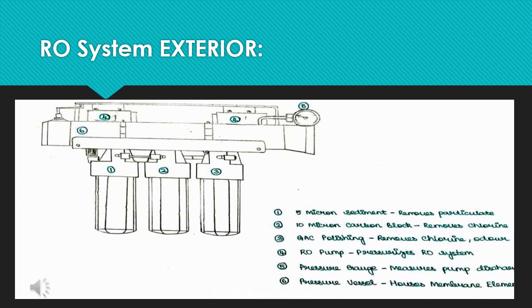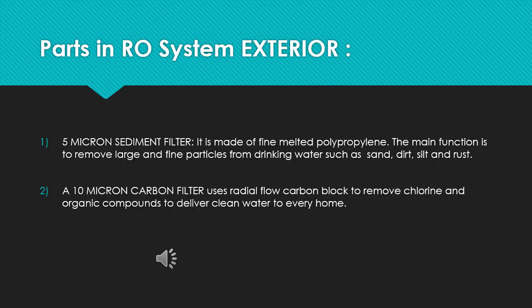Here I am to explain the various parts of an RO system. The exterior parts are as follows. There is a 5 micron sediment filter. It is made of fine melted polypropylene. The main function is to remove large and fine particles from drinking water such as sand, dirt, silt and rust.